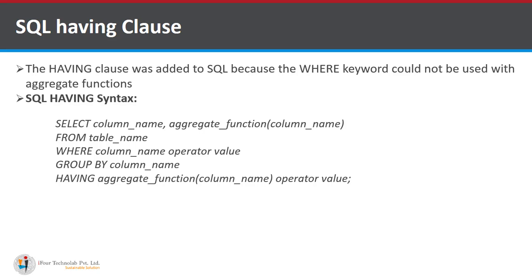Here is an example. You can see SELECT column name, aggregate function, whatever you want to use, max, min, or average, FROM table name WHERE column name operator value, whatever condition you want to add in a WHERE clause, GROUP BY column name HAVING aggregate function of column name operator value. It means suppose I want the maximum of salary, then MAX of salary greater than 5,000, whatever condition you want to add. This is a simple GROUP BY and HAVING clause.